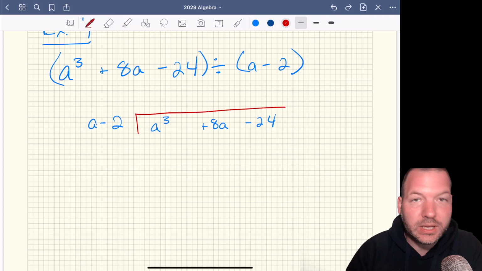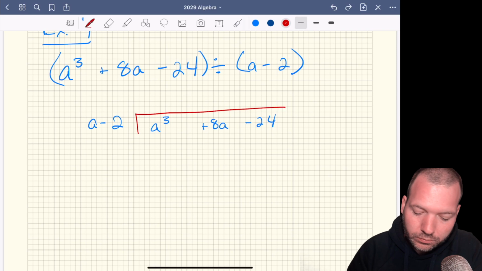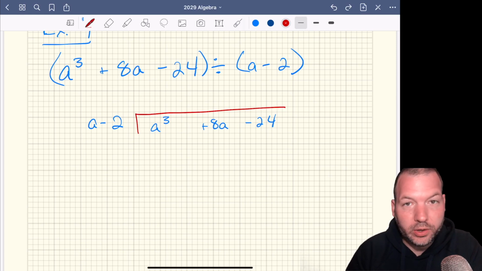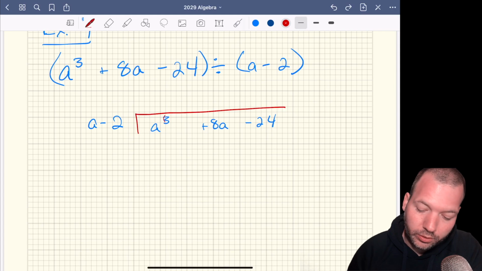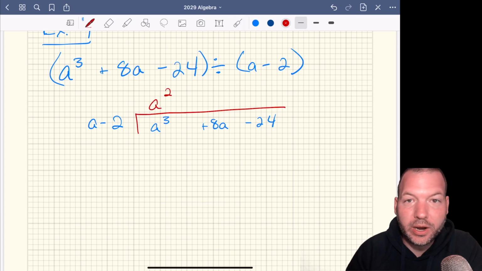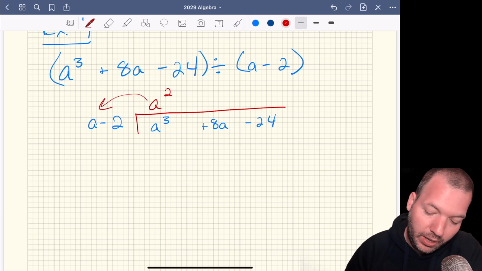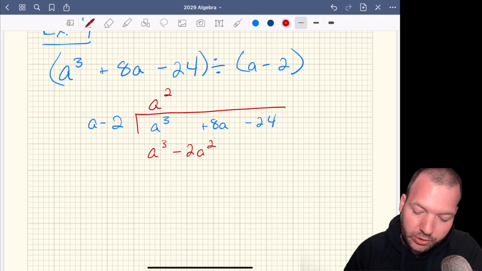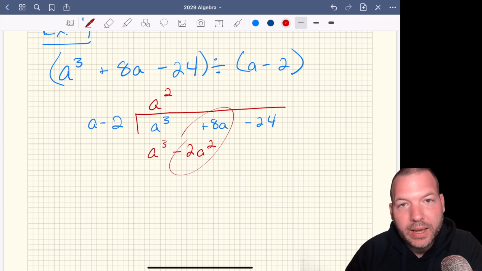And you'll notice this time, since we're dividing a cubic polynomial by a linear one, or a third degree by a first degree, it's actually a to the second that ends up being our partial quotient. We would then multiply that back in, and we would get a to the third minus 2a squared. But then you'll notice a problem. 8a cannot be subtracted by 2a squared.